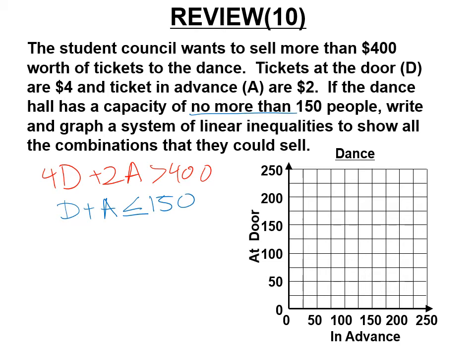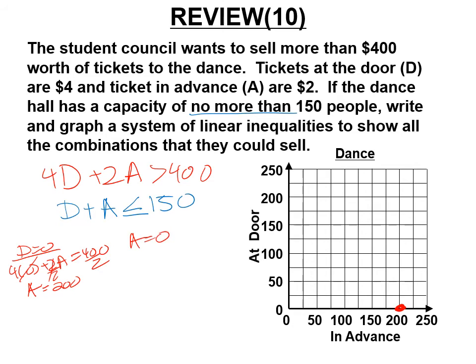Right, so for the red one, we're going to find the intercepts. When d equals 0, we get 4 times 0 plus 2 times a equals 400. Divide both sides by 2. A equals 200. So advanced, that's at the bottom here, is 200. We can sell 200 tickets in advance.